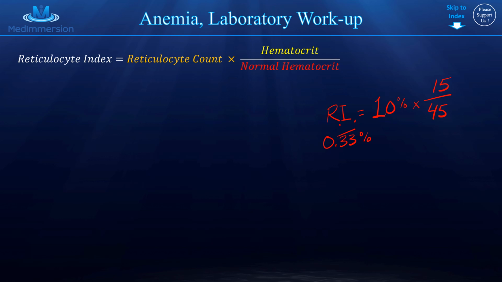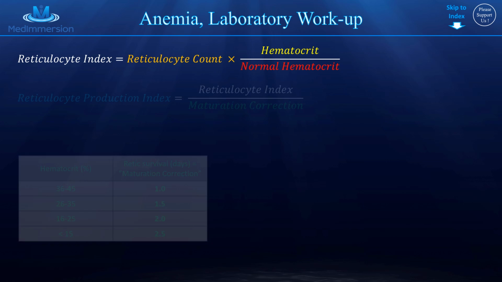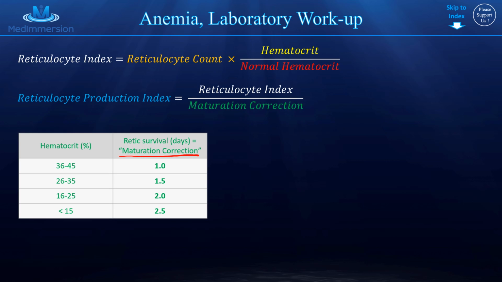Let's change it up. The reticulocyte count is now 3%. Whoa, that's way too high. It shouldn't be 3%. Well, hold on a second. What's the hematocrit? Well, the hematocrit is 15. Normal's 45. So the reticulocyte index is 1.0. We've corrected for the change in the amount of blood in the system. Awesome. But did we correct completely? The answer is no. We still need to correct for the maturation correction factor, which is from this table here.